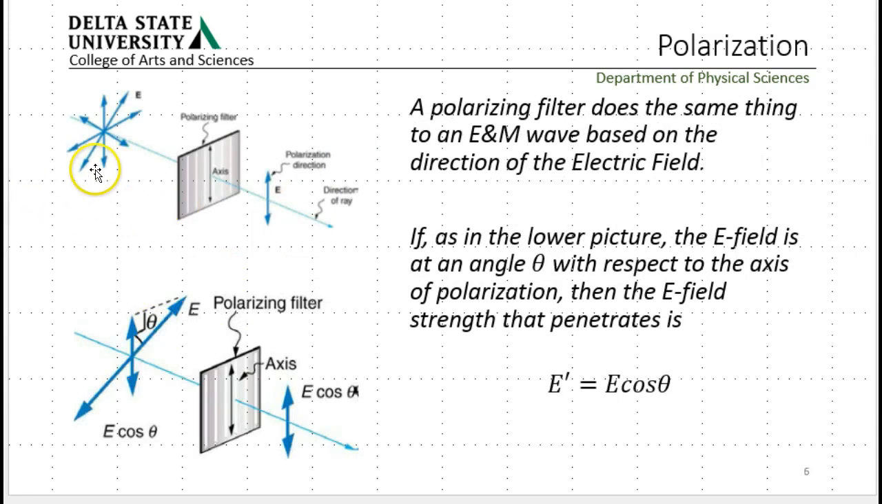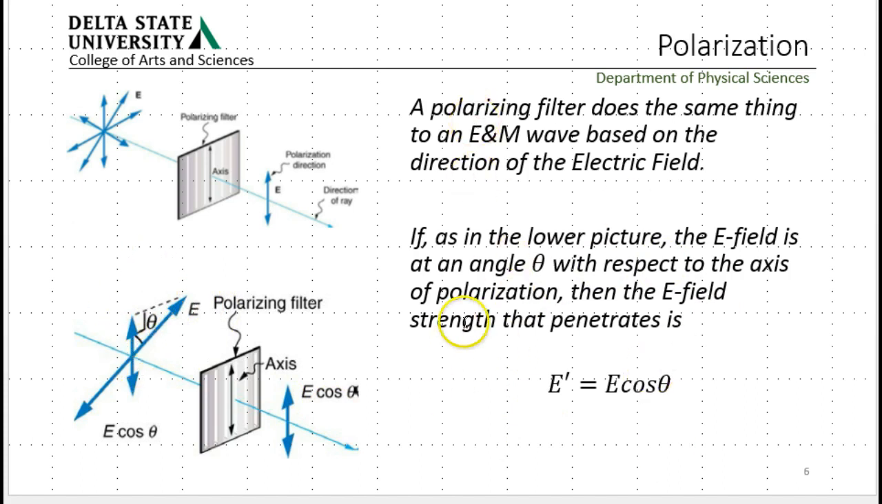And the way it works is you have a polarization axis in a piece of material, a filter, and an electric field can be arbitrarily polarized in any direction. When it comes through, the only thing that's remaining is the component in that direction. So if the electric field is making an angle theta with the polarization axis, what comes through is E cosine theta, just the component along the polarization axis.